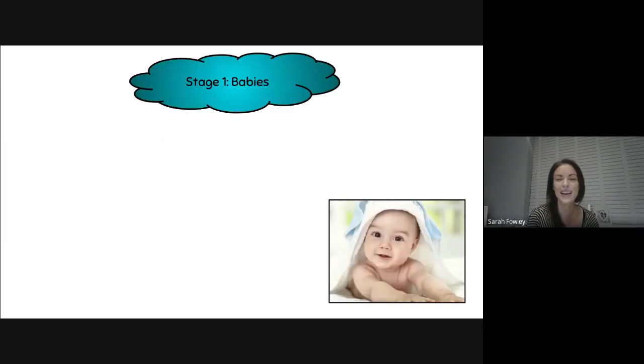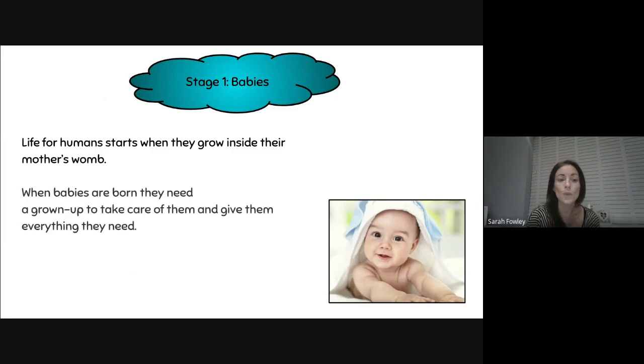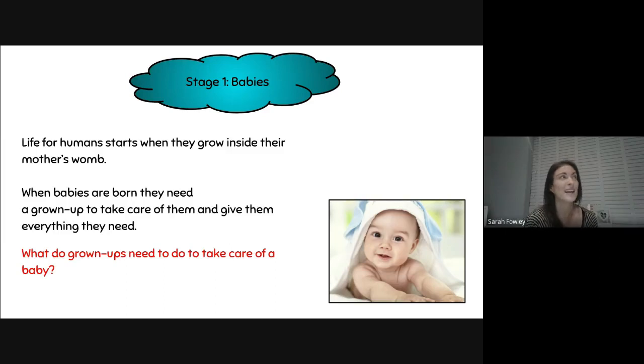So stage 1 is babies. Life for humans starts when they grow inside their mother's womb. When babies are born, they need a grown-up, so an adult, to take care of them and give them everything they need. What do grown-ups need to do to take care of a baby? Again, if you have little brothers and sisters, you'll see what your parents do to look after your little baby brothers and sisters. But they need to feed them, they need to clean them, they need to change their clothes. There's not much that babies can do without the help of a grown-up.